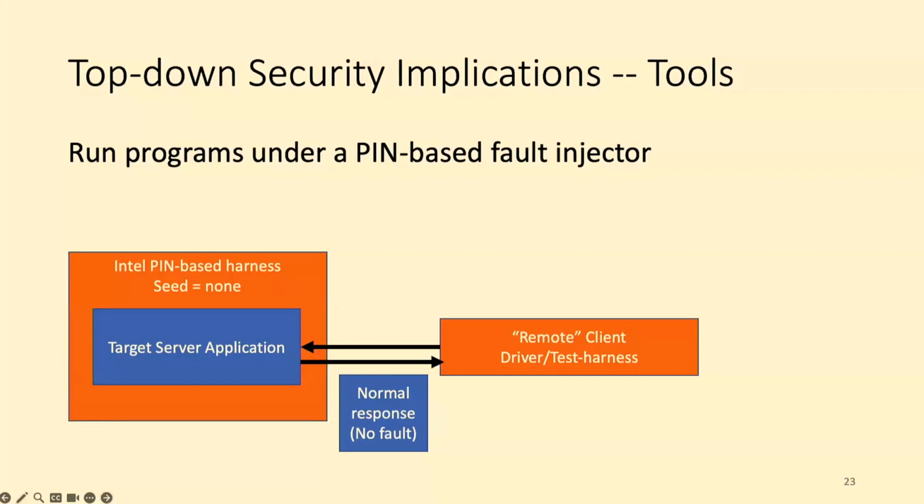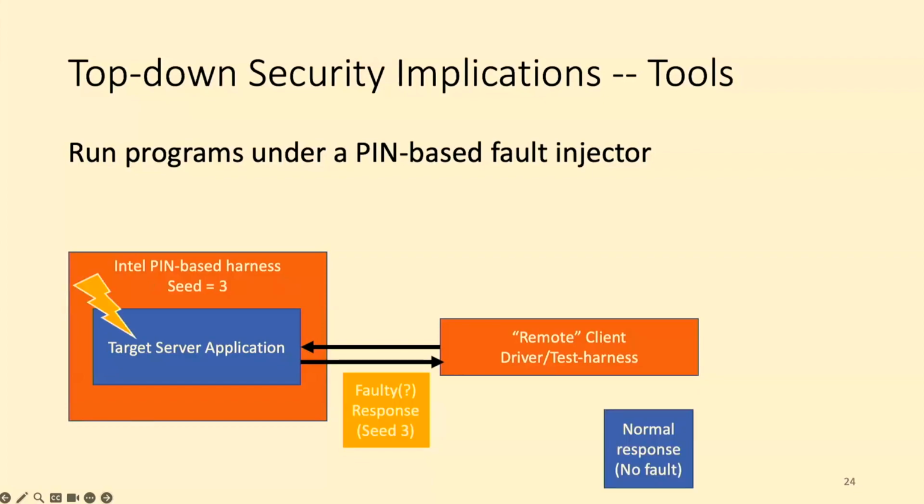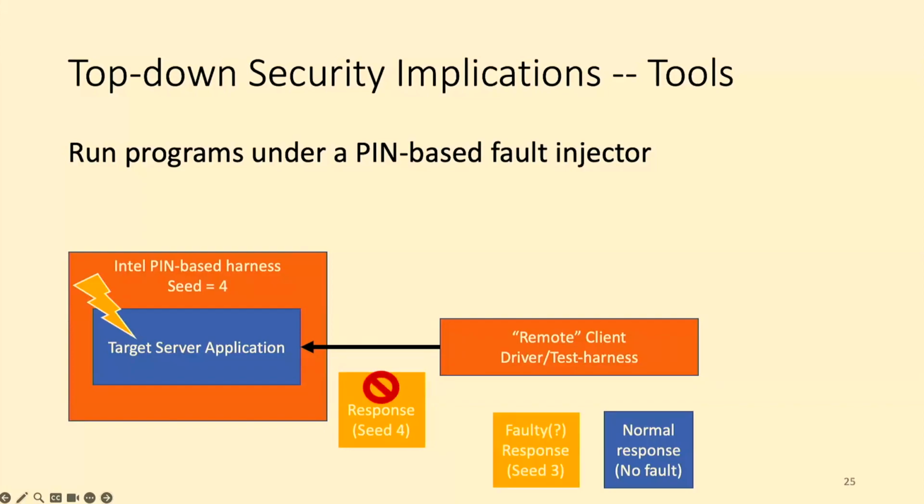What we're going to do is generate what should look like normal input and output traces to this target application. We get our normal response that doesn't have a fault, and then we start executing with different randomized seeds, and we start injecting faults into this target server application based on these fault models. And we generate what looks like potentially faulty responses. We also generate cases where the application crashes.